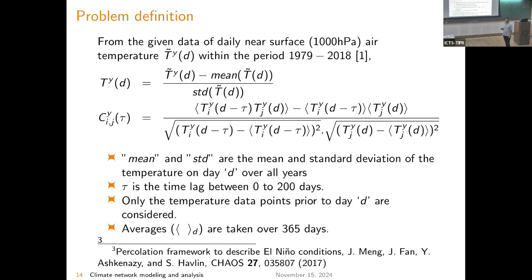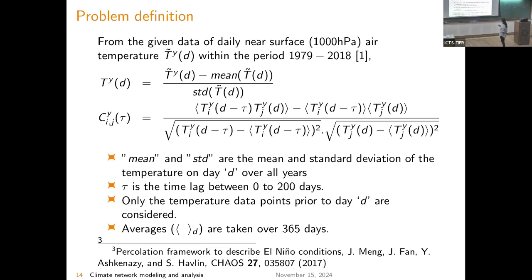in which I will talk about how I have constructed a network in order to construct certain precursors for El Nino. So here I have taken the data of daily near-surface temperature at 1000 hectopascal, within the period of this, from the ECMWF, European Centre for Medium-Range Weather Forecasts, reanalysis data set.